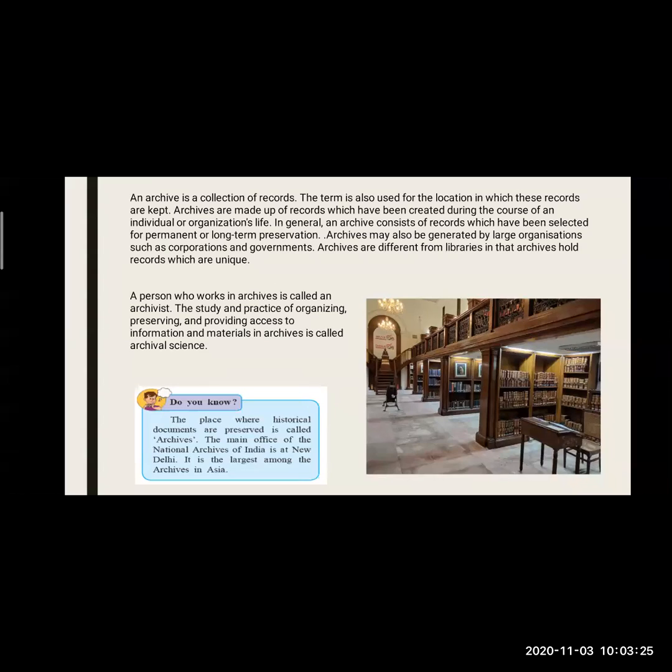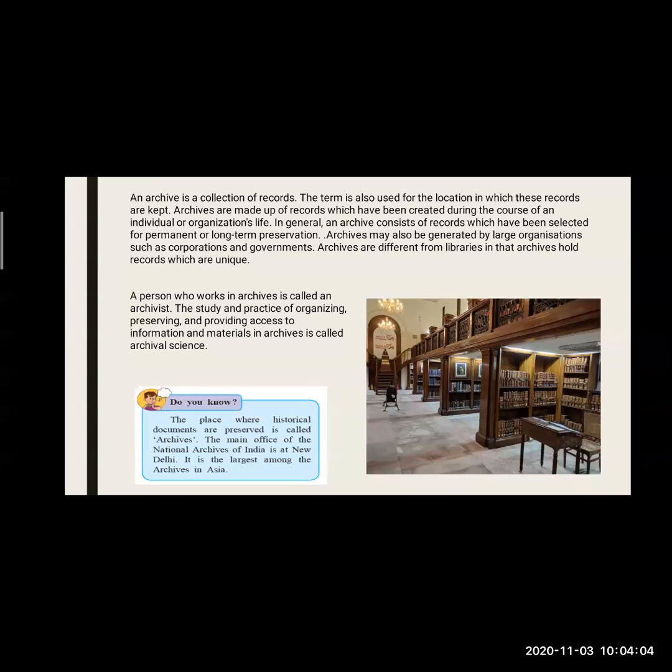So these are the records, or you can say historical documents, which had been created when that individual or organization was existing. In general, an archive consists of records which have been selected for permanent or long-term preservation. So the historical documents which have been selected are to be permanently preserved there. Archives may also be generated by large organizations such as corporations and governments. Archives are different from libraries in that archives hold records which are unique.